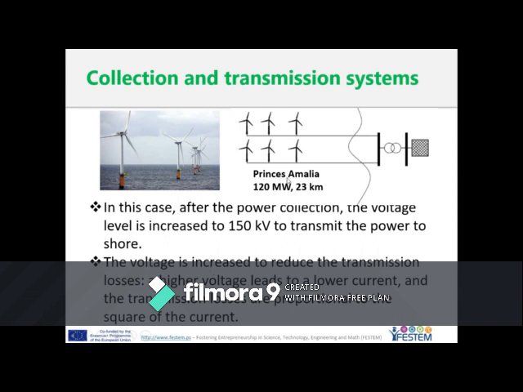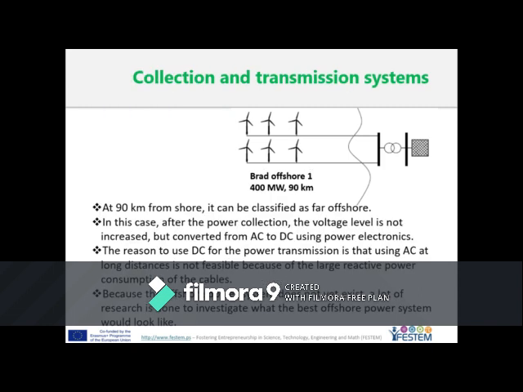We're gonna look at Prince Amelia, which produces 120 megawatts. It's located 23 kilometers offshore. In this case, after the power collection, the voltage level is increased to 150 kV to transmit the power to shore. The voltage is increased to reduce the transmission losses. As we know from power systems, the higher voltage leads to lower current, and the transmission losses are proportional to the square of the current. That's why we reduce the losses of the system.